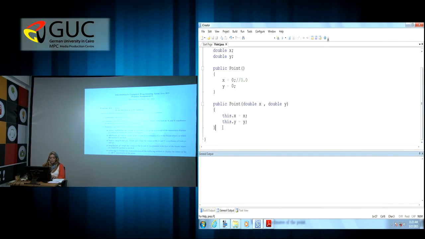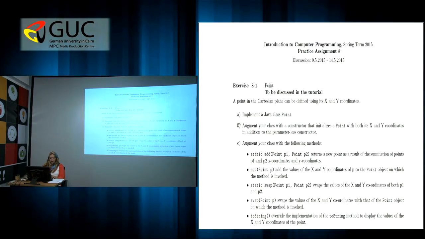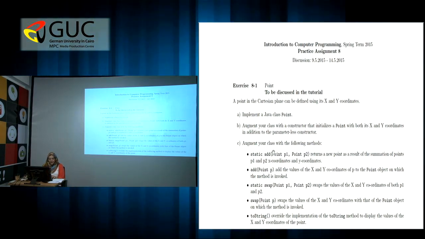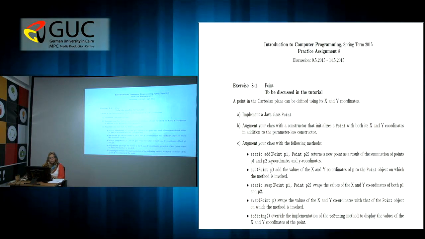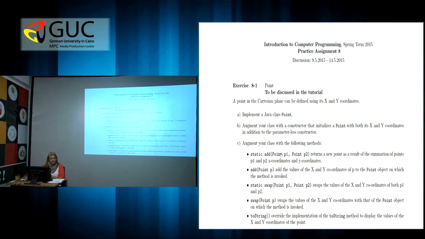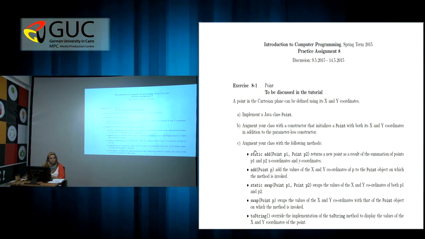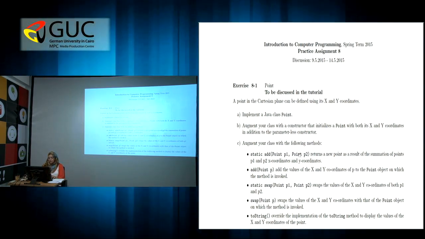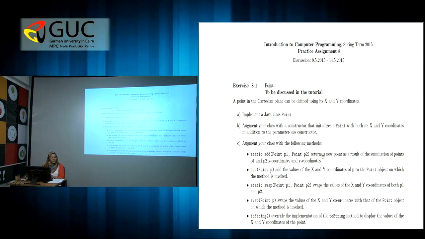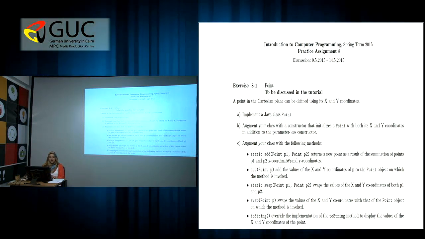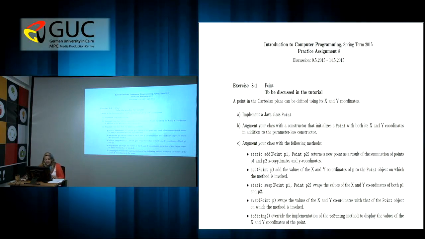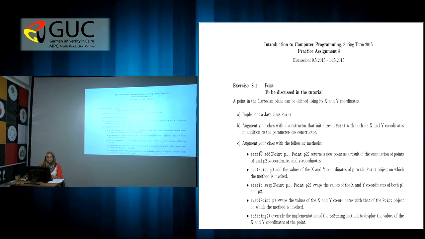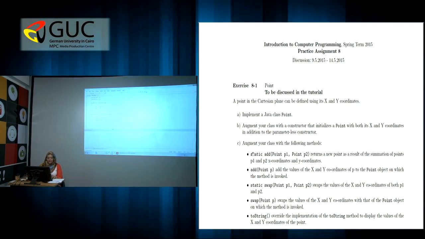So let's continue. And then we are asked to augment our class with the following methods. And then you have the definition of the first method, which is static add point p1, point p2. And the definition says that it returns a new point as a result of the summation of 2 points p1, p2 in the x coordinates as well as the y coordinates. First of all, in this line, you have a new keyword here, which is static. And we need to understand the meaning of static.